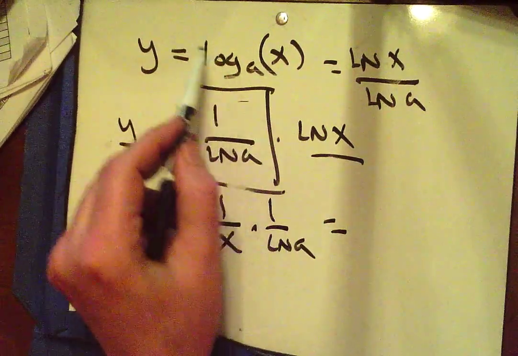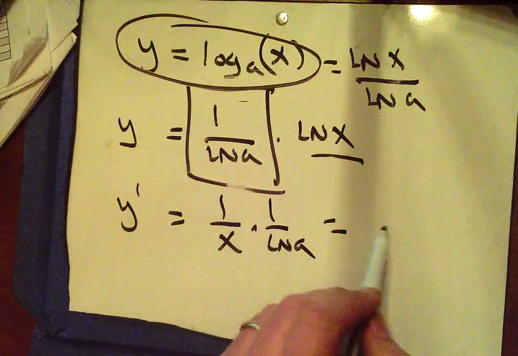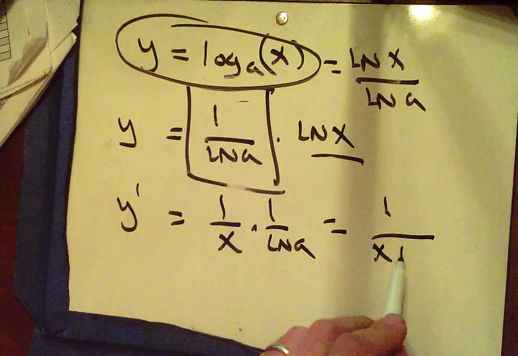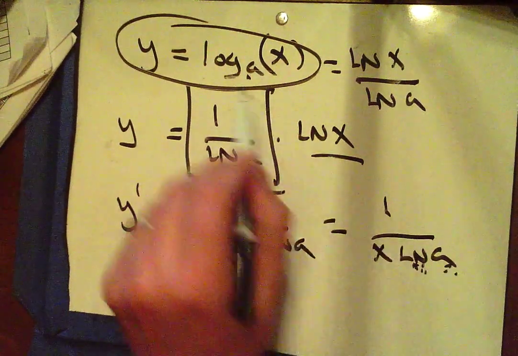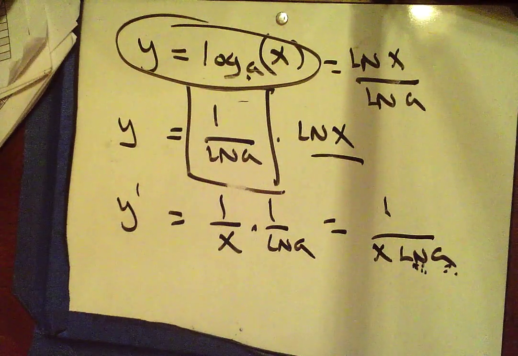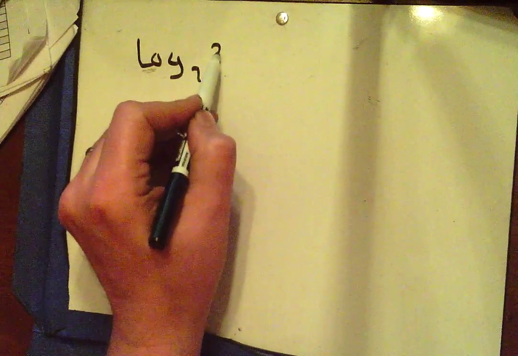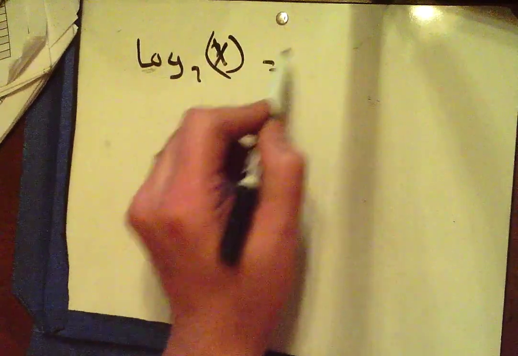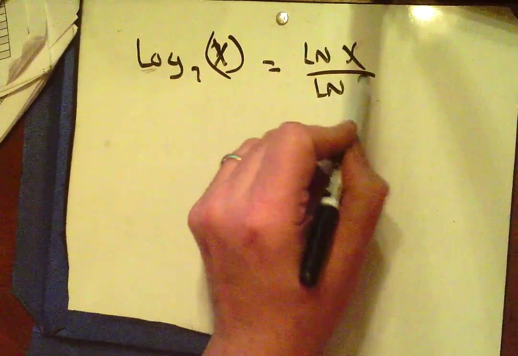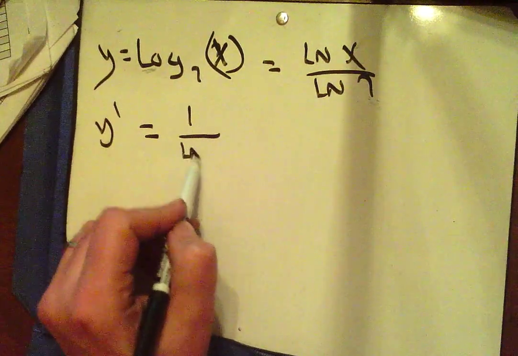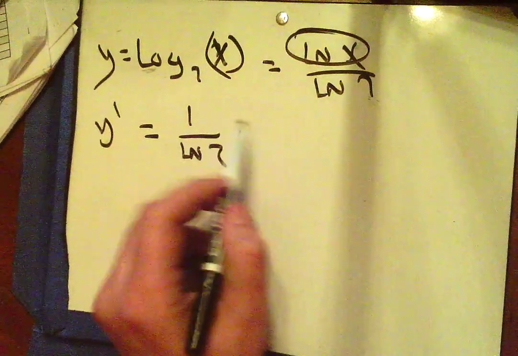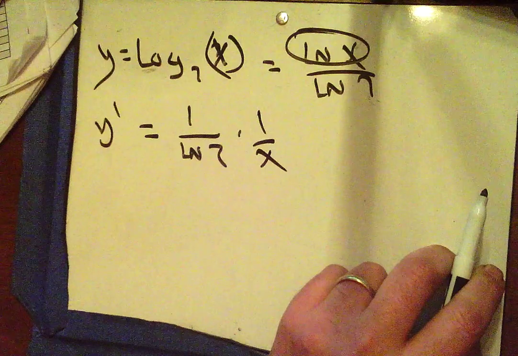And so the derivative of log base a of x is going to be 1 over x ln of a. A is that number, so ln of a is ln of that log base. Okay? So this is one way to look at it. And so what does that look like? Well, if I have log base 7 of x, then I'm going to say, hey, that's ln of x over ln of 7. And if I want to find y prime, I want 1 over ln of 7 times the derivative of ln of x, which is 1 over x.